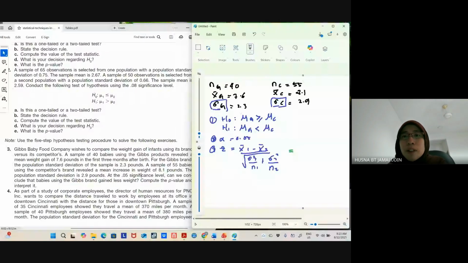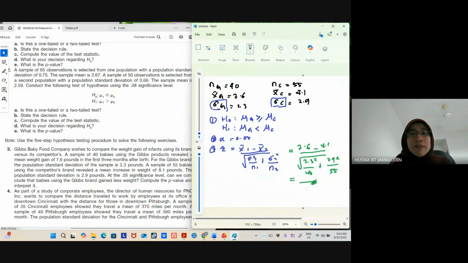Okay, so now these are your information. So x1 is your Gibbs, right? So what is the mean? 7.6 minus, what is the mean for a competitor? 8.1 over square root of sigma. So sigma, but you need the variance, right? So sigma for the Gibbs 2.3 squared over, what is the n? N is 40 plus sigma for competitor 2.9 squared over the number 55. I don't have my calculator with me. So by having this information, you should be able to compute your z value. Okay? So I trust that you know how to compute your z value.